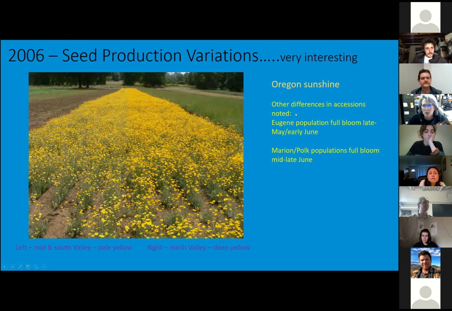And then there's also differences noticed between Eugene populations, which I have growing for the West Eugene wetlands, and they're almost 2 weeks earlier than the North Valley ones. So, does that matter if we're mixing them in the Willamette Valley?